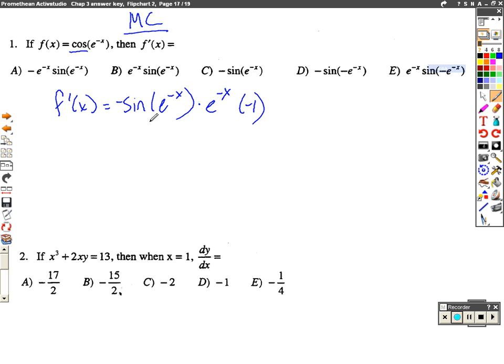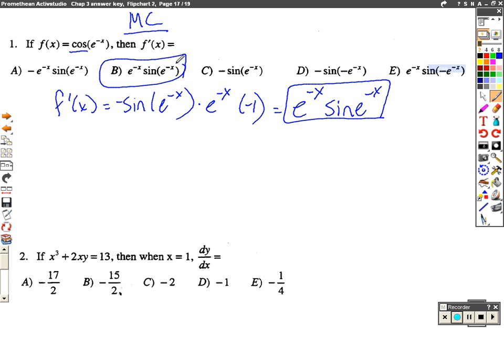Putting this together, we've got a negative here and a negative, so those become positive. We've got an e to the negative x, and we've got something that's plus negative x. And matching it, I see that that is b.